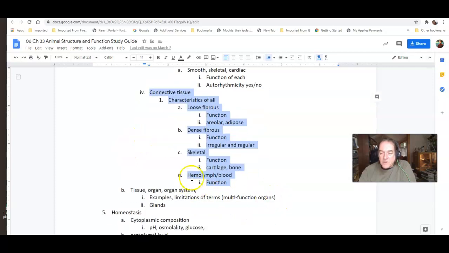In the case of blood, we've got a lot of liquid, and it's the only one where we don't have fibers, except when blood clots. When blood clots, we suddenly have a loose fibrous connective tissue. It looks a lot like these guys, and that's a blood clot. All right.